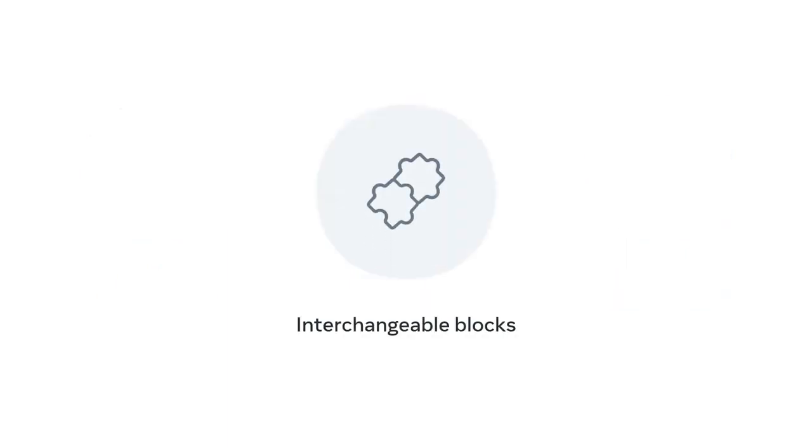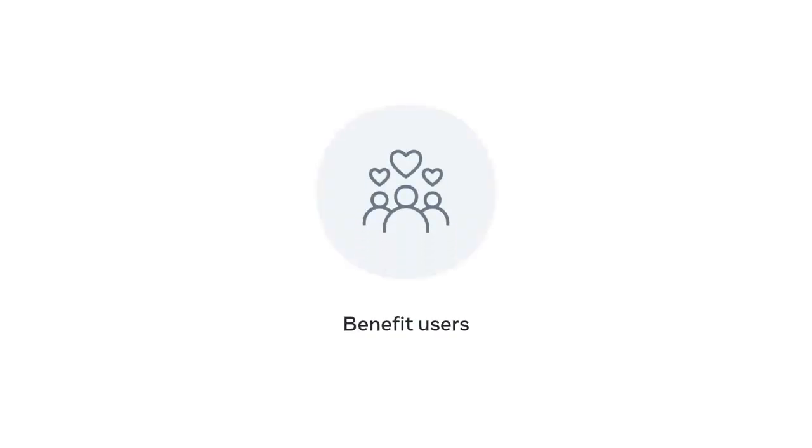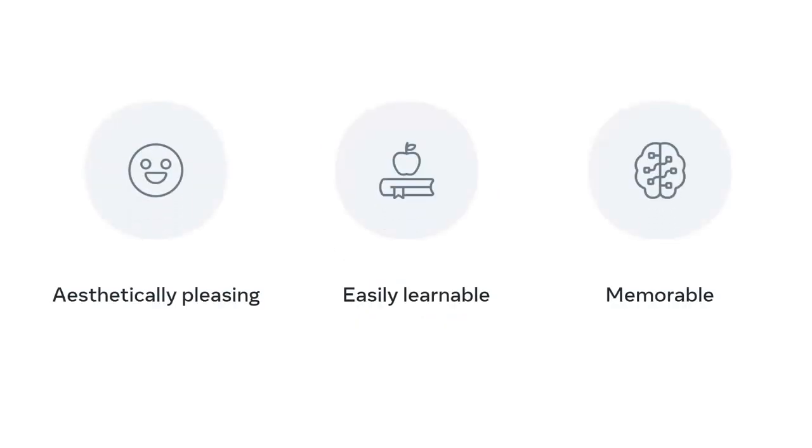Think of interchangeable blocks that you can assemble and reassemble to construct user interfaces. The advantage of assembling the user interface this way is that design and development work can be replicated quickly. You can create alternative components for alternative actions. This will also benefit the users. If assembled well, these consistent components will be aesthetically pleasing, easily learnable, and memorable.